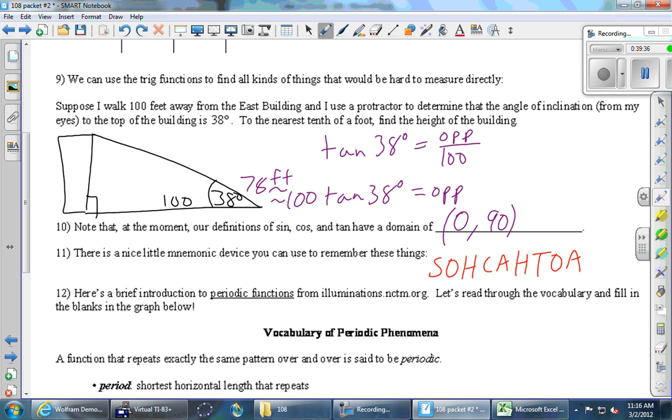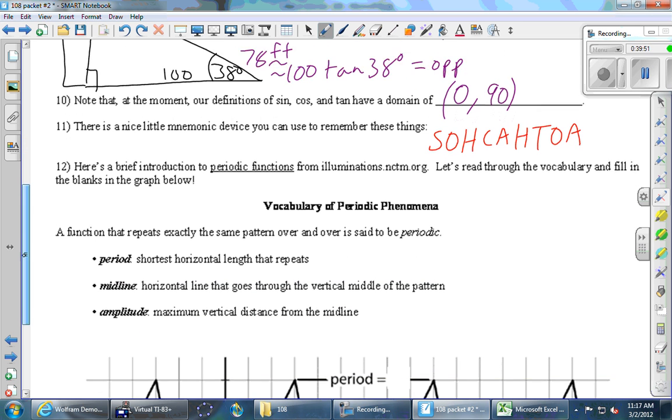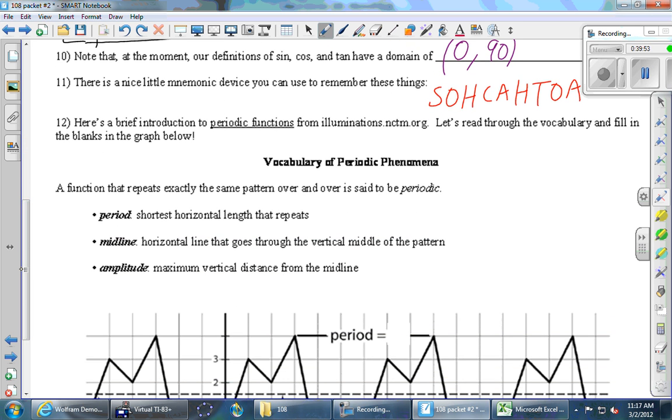Somehow you need to know that sine is opposite over hypotenuse, etc. So if that word helps, then super. 12, Richard? Okay, we'll go to Chris.